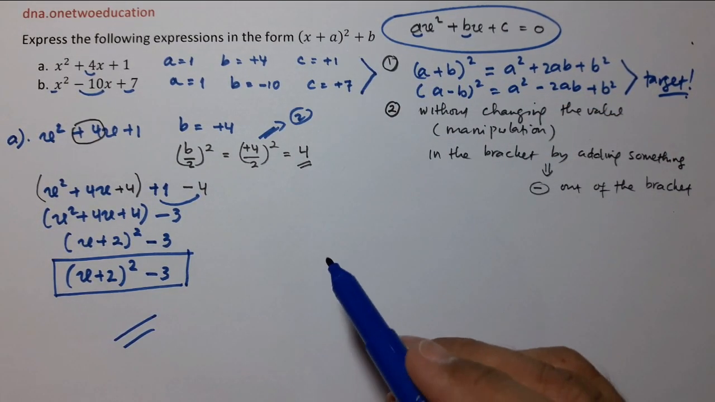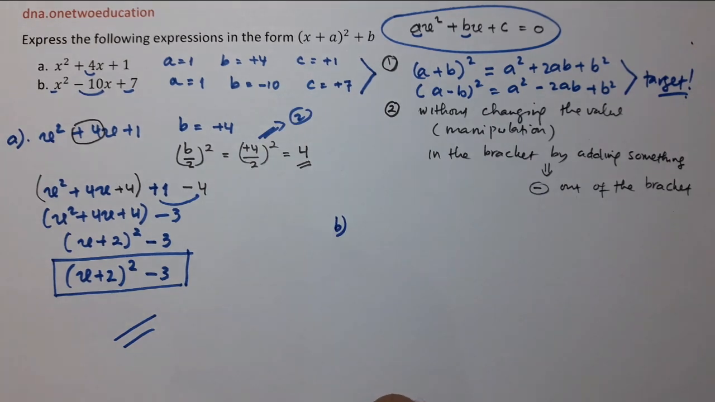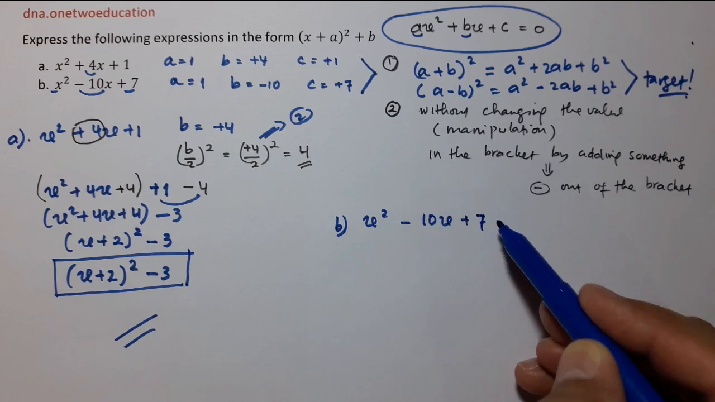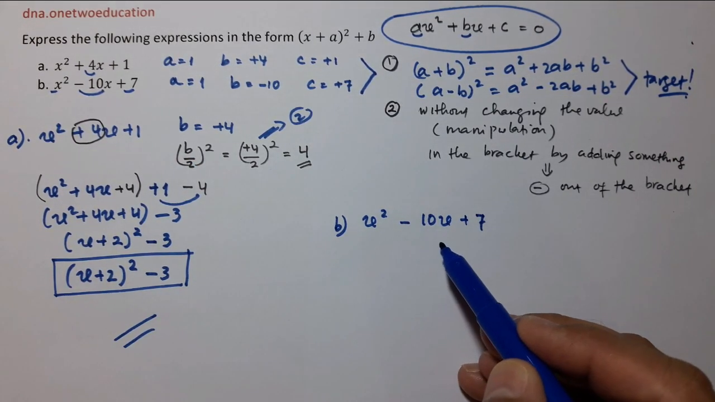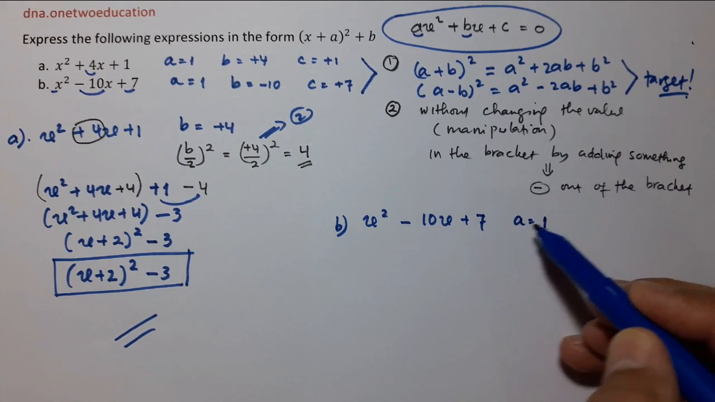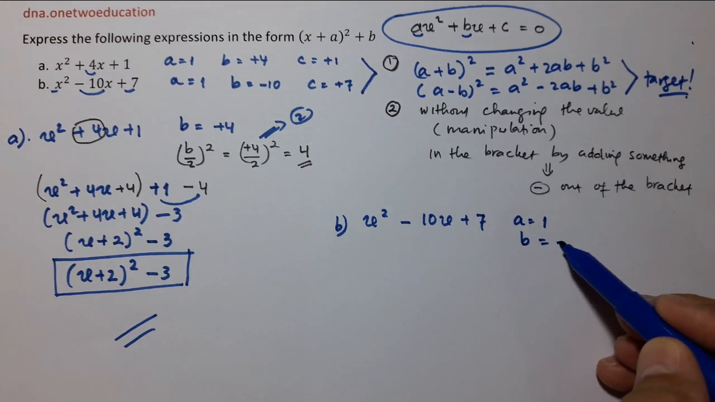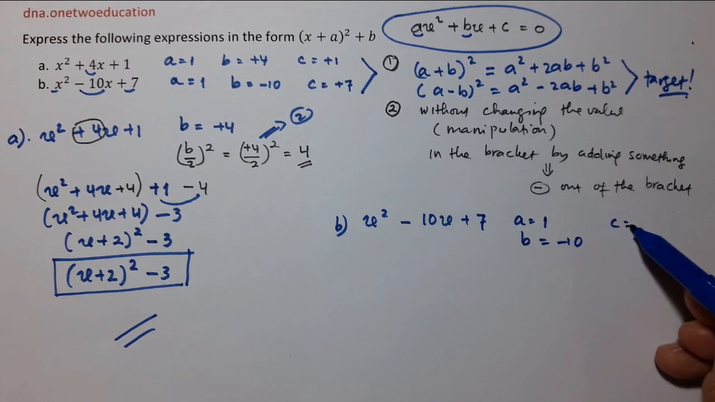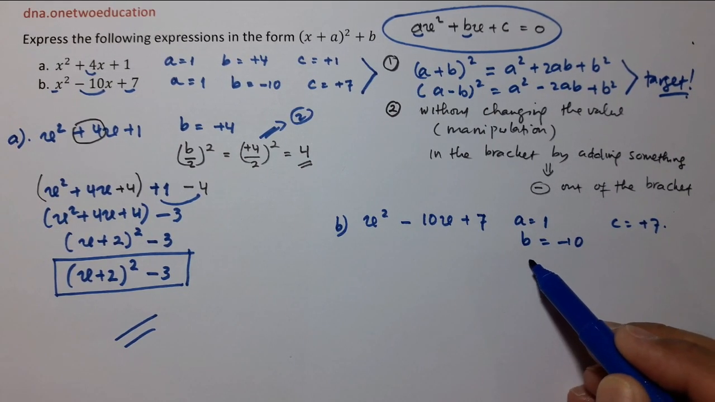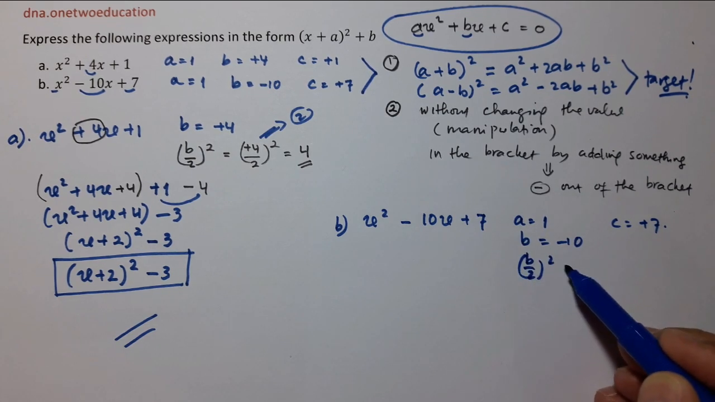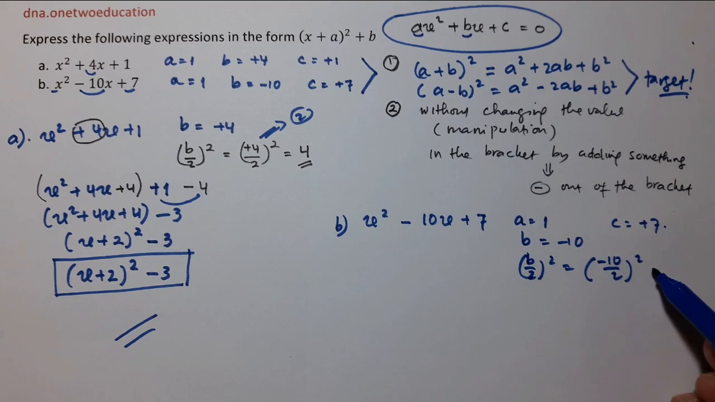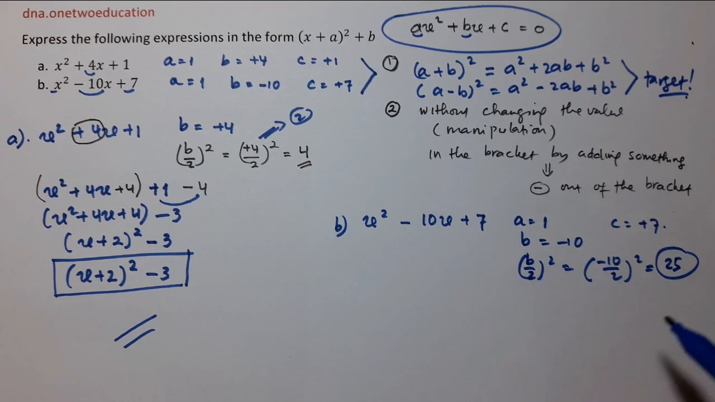Now we go to number 1b: x squared minus 10x plus 7. We get a is 1, b is minus 10, and c is positive 7. Directly we go to (b/2) squared. We go here (minus 10 over 2) squared, and we get 25. Clear?